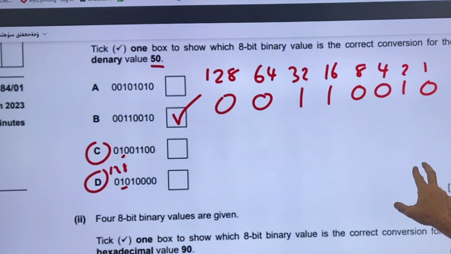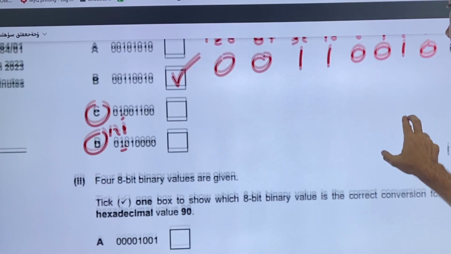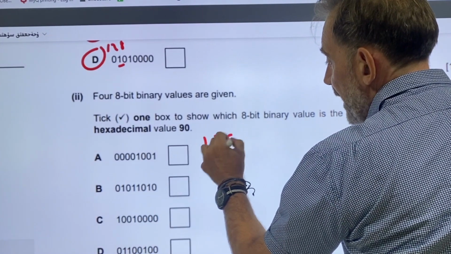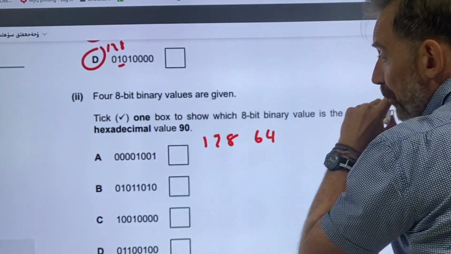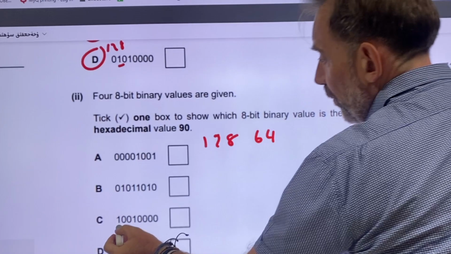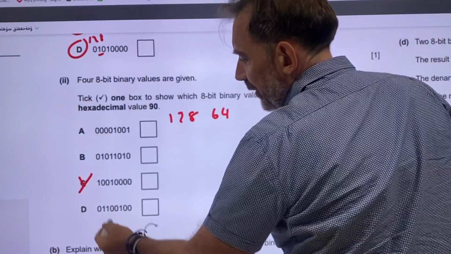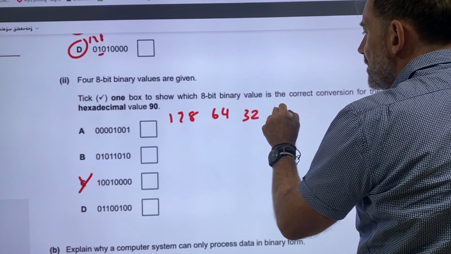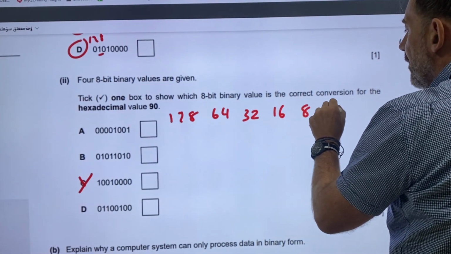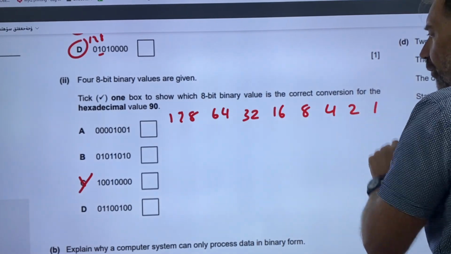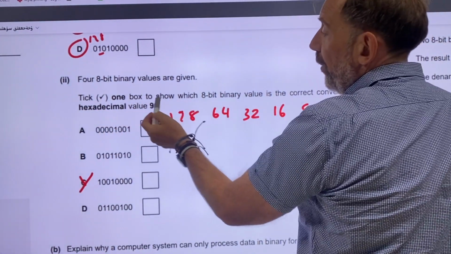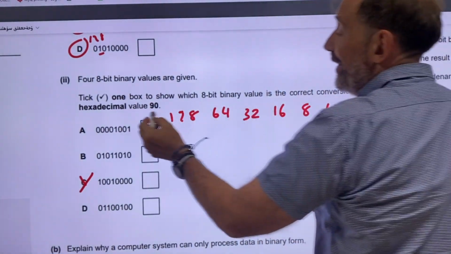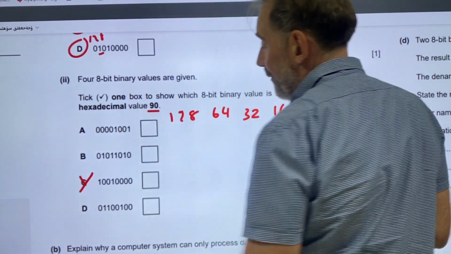Next thing, we've got another value. Let's have a look, 90 this time. So again, 1, 2, 8, 64. We can rule out C. 32, 16, 8, 4, 2, 1. Sorry, I've read this wrong. Tick one box to show which 8-bit binary value is the correct conversion for the hexadecimal value 90.